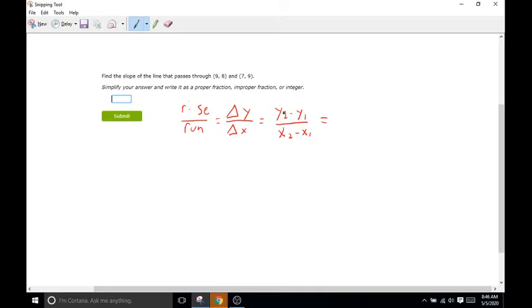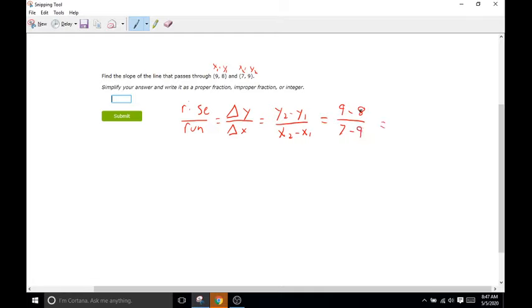So that just means we take the y of the second point, which is 9, right? Because every point is x comma y. But you have to distinguish your first and second coordinates. So our first coordinate is going to be x1, y1, and our second coordinate is going to be x2, y2. So maybe that'll make it a little easier. So y2 is going to be 9 minus y1, which is 8, all over x2, which is 7, minus x1, which is 9.